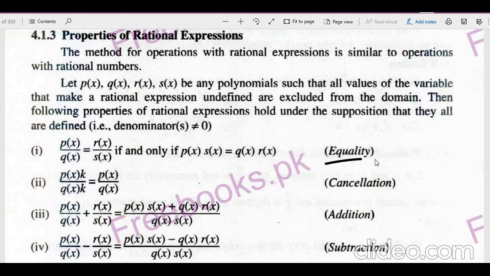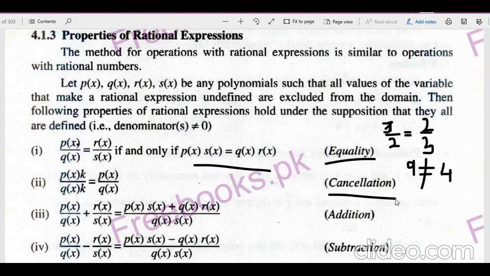Okay, first one is equality. P of x by Q of x equals R of x by S of x if and only if P of x times S of x equals Q of x times R of x. Second one is cancellation. P of x times k by Q of x times k equals P of x by Q of x. If there is any common term in numerator and denominator, we can cancel it. This is the property for this.